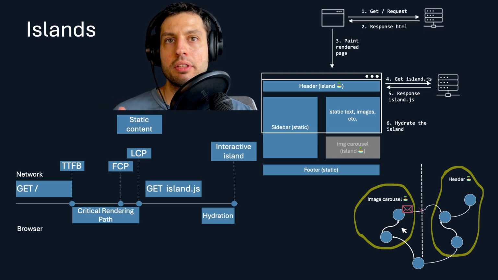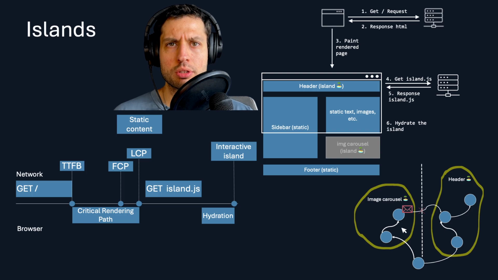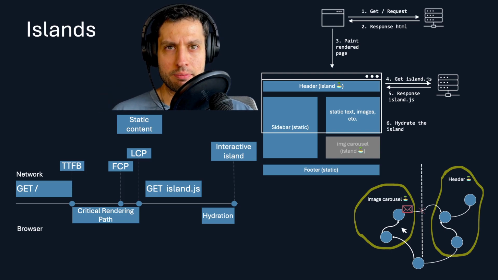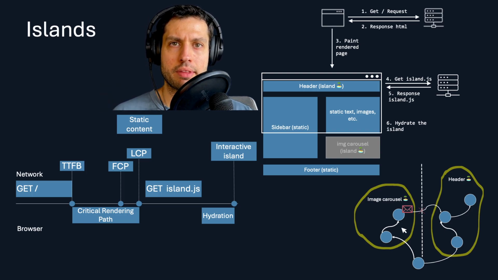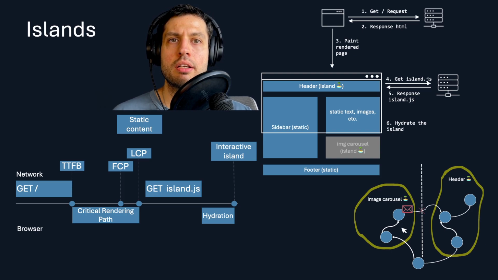Here you have the benefit that you can use different tools to build the different parts of the application. You can use one tool for static parts and two other tools for the islands. It's all up to you. However, the drawback here is that you still need to download the whole framework and execute it in order to hydrate this small part of your application. Another drawback is that islands are pretty much separate. So if you need to share state between islands, it doesn't come out of the box.